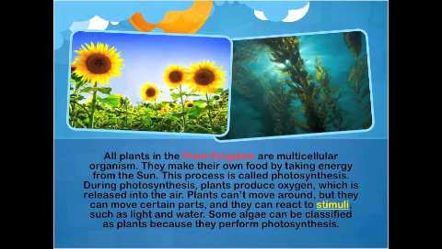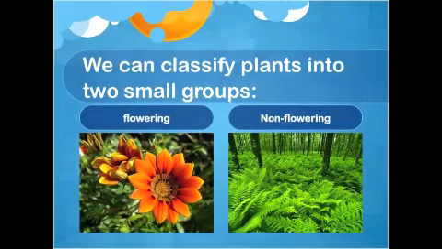All plants in the plant kingdom are multicellular organisms. They make their own food by taking energy from the sun. This process is called photosynthesis. During photosynthesis, plants produce oxygen, which is then released into the air. Plants can't move around, but they can move certain parts, and they can react to stimuli, such as light and water. Some algae can be classified as plants because they perform photosynthesis. We can classify plants into two small groups: flowering plants and non-flowering plants.